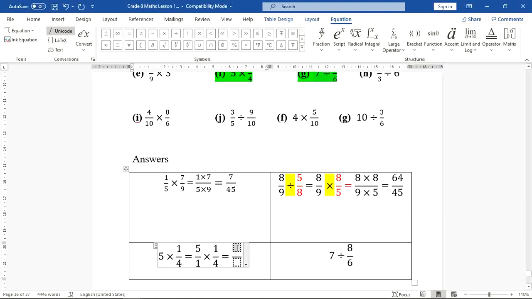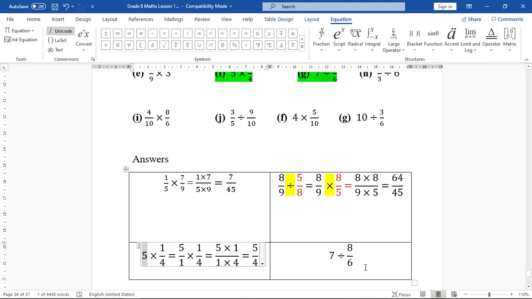Then this is 5 times 1 over 1 times 4, and that should give us 5 over 4. Okay, so when you are multiplying a whole number with a fraction, you convert the whole number into a fraction by just making it that number over 1, because 5 over 1 is just 5 anyway. And then you multiply 5 times 1, which is 5, and 1 times 4, which is 4, and this is it.